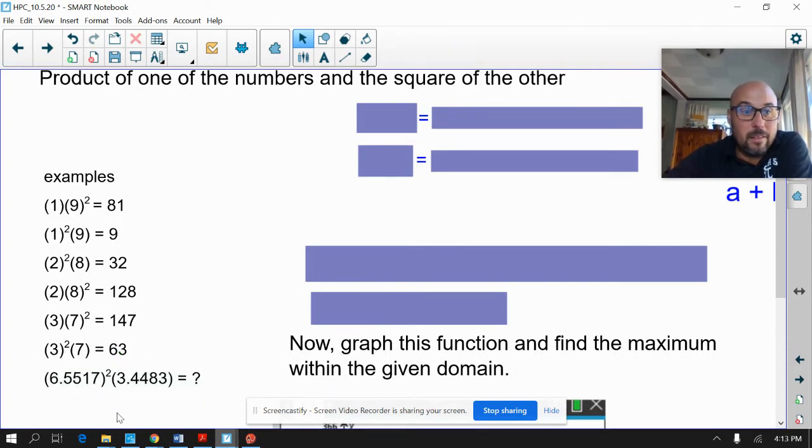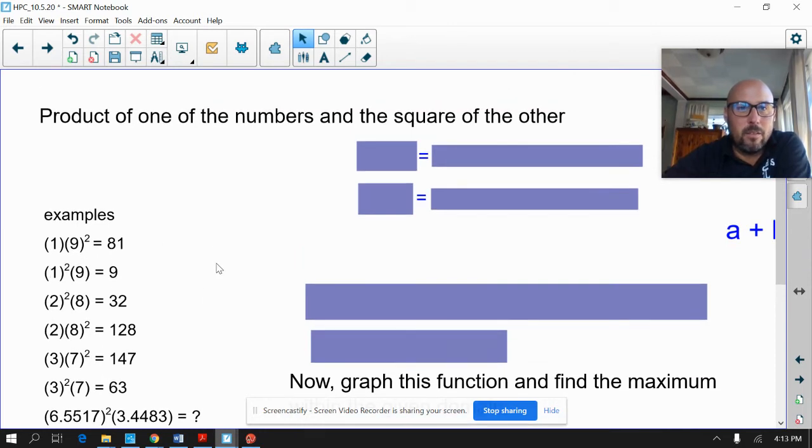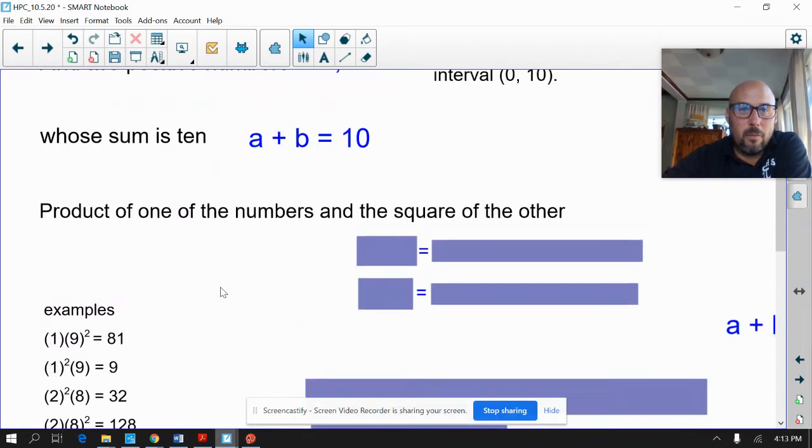I mean, did you think about this? 6.5517 plus 3.4483. If you add these two, they add up to 10. And if I square one and multiply by the other, what do I get? So just guessing and checking is not a solution. And there won't be any credit if the way you get the correct answer is by guessing and checking. We have to do this in a more sophisticated way.